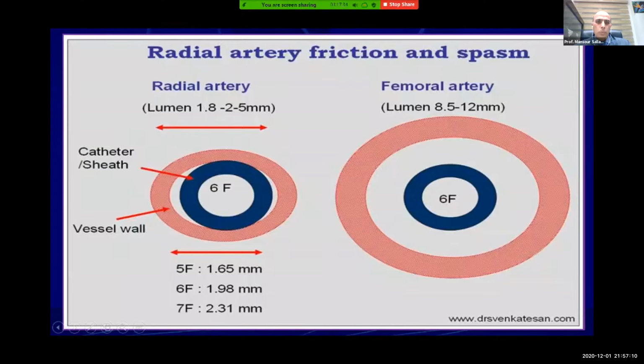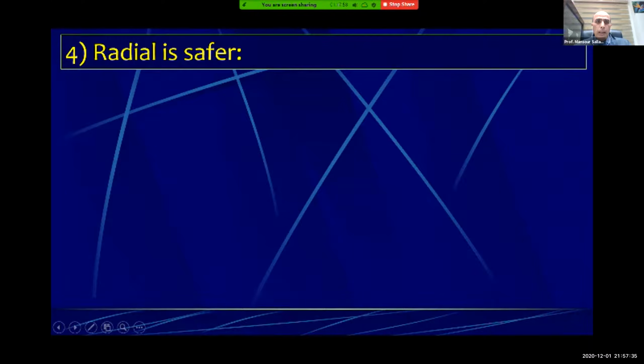Even if you use a 6 French or 5 French catheter, you will be very close to the intima, which may induce spasm, dissection, perforation, and finally radial artery occlusion, and finally you will cross over. This is compared to the femoral artery, which is approximately 9 millimeters in cross-sectional area, and your sheath is away from the wall of the artery.